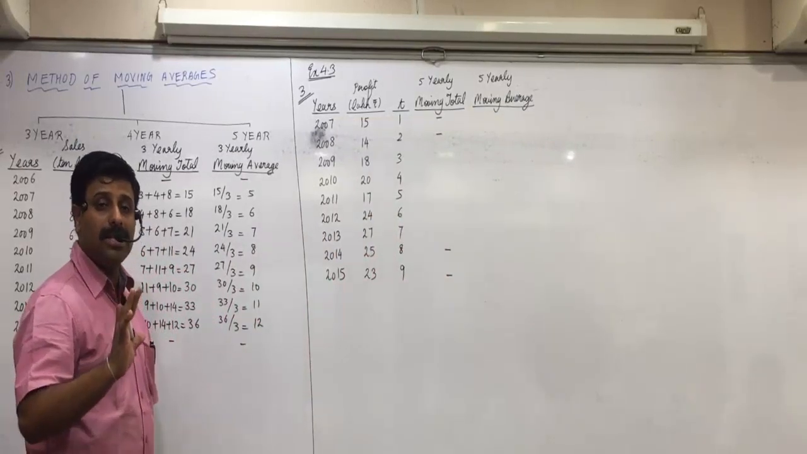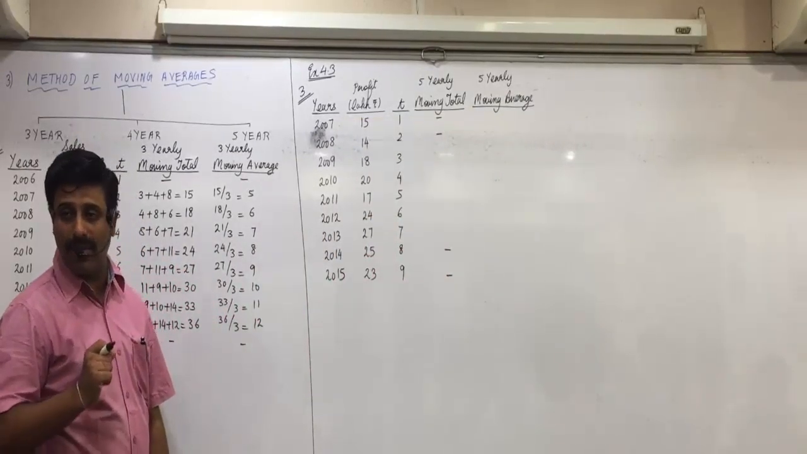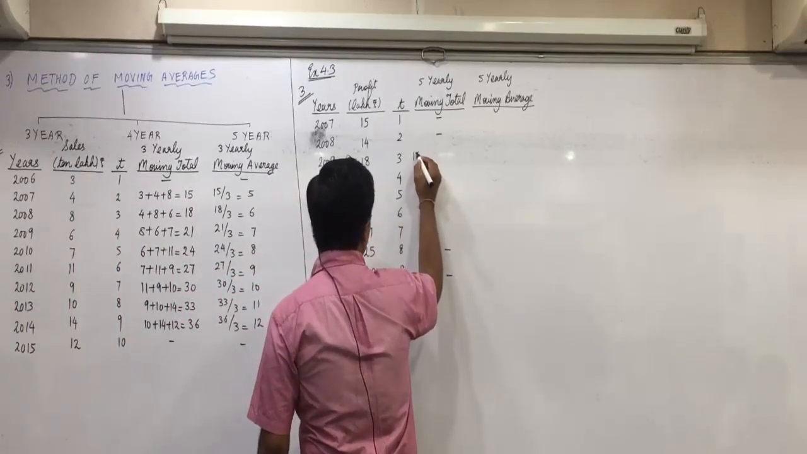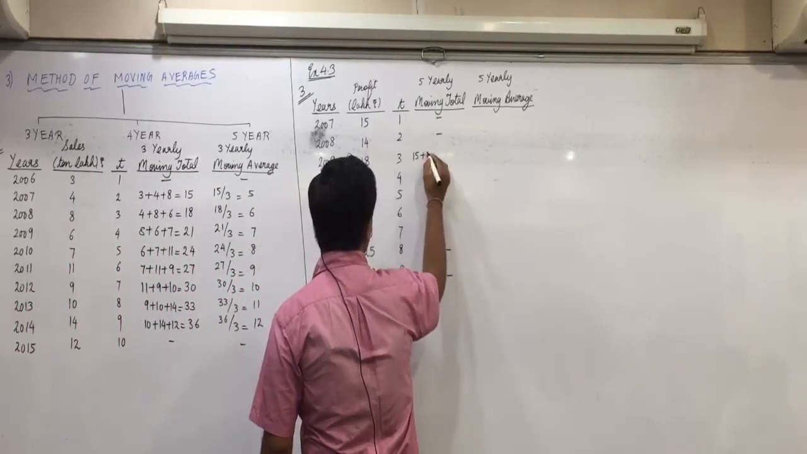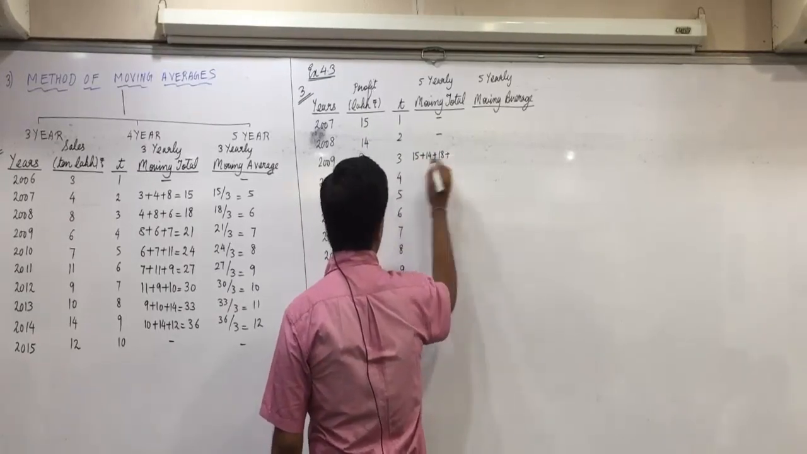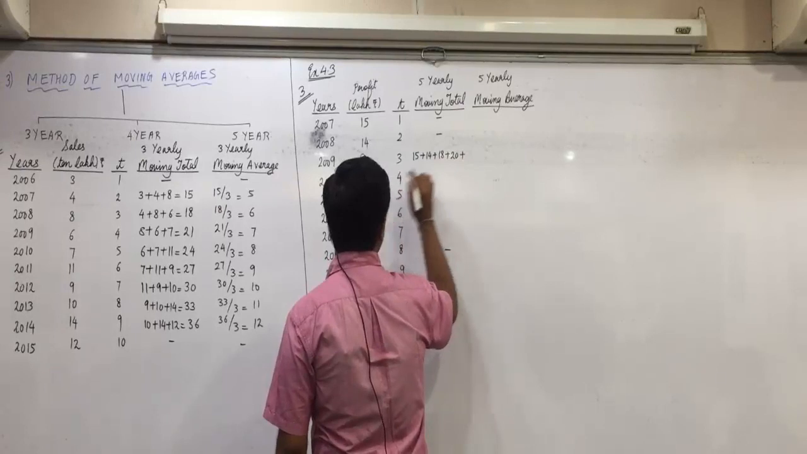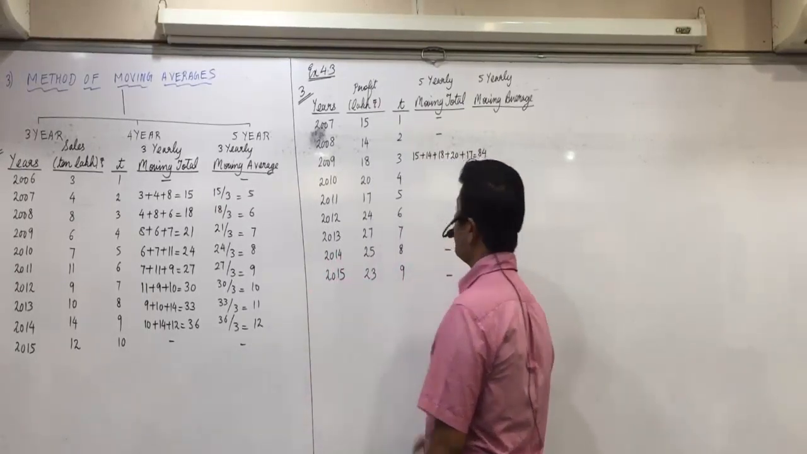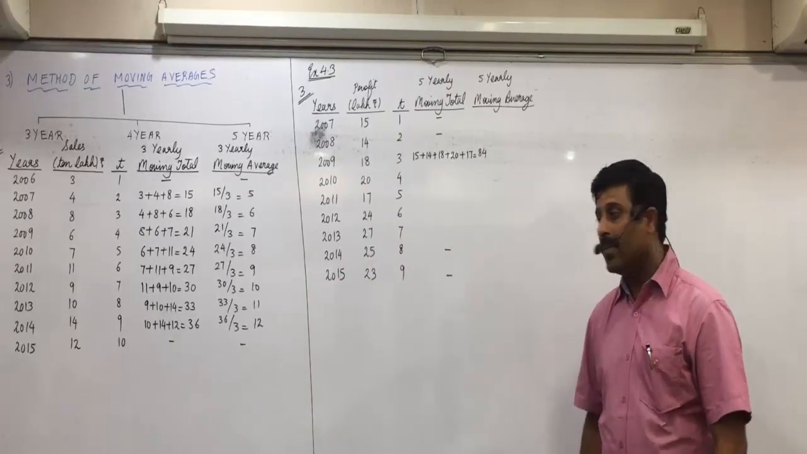Don't do it yet. Just understand one shortcut which will help you. So be attentive. First 5 figures total will be 15 plus 14 plus 18 plus 20 plus 17, 84. Yes. Any confusion in this?